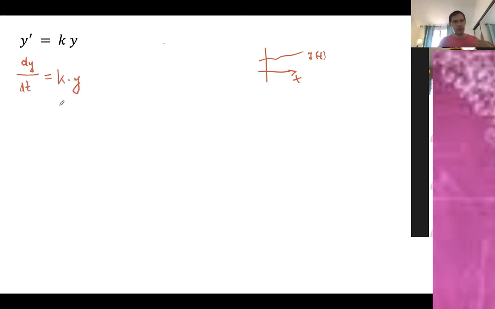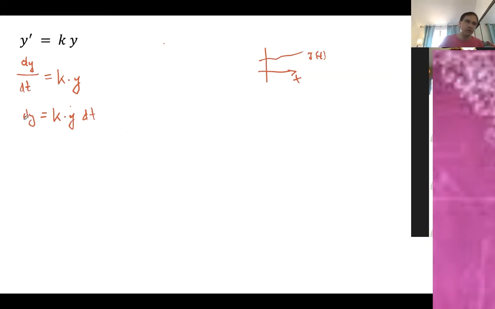I just rewrote the same thing. And now remember when we did u substitution, we thought of this as multiplying both sides of this equation by this factor dt. It's a form of multiplication, because this is a symbol rather than just a number, but we can think of it in that way. So when I multiply both sides of this equation by dt, that will give me dy equals k times y times dt. And this is a separable differential equation. It means that everything in terms of y you put on the left-hand side, and everything in terms of t and a constant you put on the right-hand side.